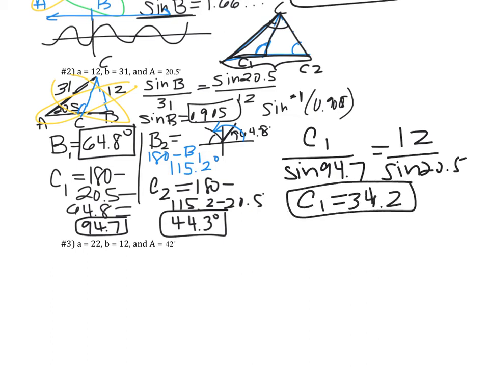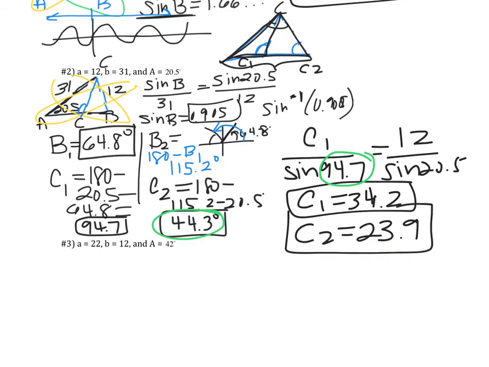Okay? And then C2 would be to do the whole thing over, but instead of using 94.7 here, we're going to use C2's angle of 44.3. You can always hit second enter and go back and just redo that. 94.7, put in a 44.3 instead. And then side C2 will then be 23.9.